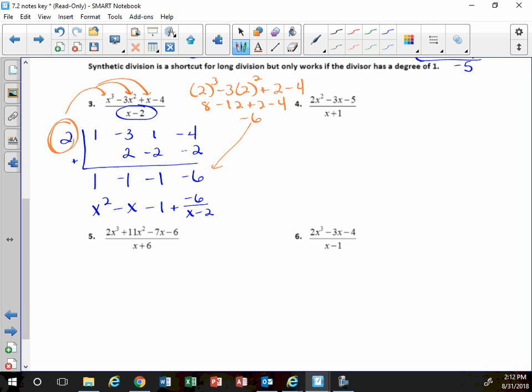Is that the same as our remainder? Yes. If you are getting the remainder right at the end of a synthetic or long division problem, it's very likely that you got everything else right. Okay, so that's just a quick way to check. I plugged it in. Yep, got the same thing. I'm sure I did my division right. You don't have to do this every time. I'm just showing you a way to check. All right, so I want you to do 4, 5, and 6 for me right now.